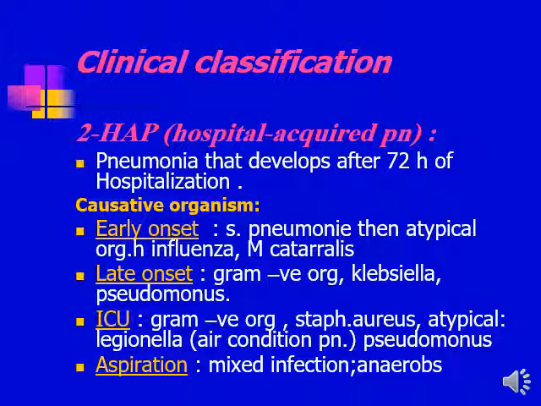If I am admitted in the ICU and I get pneumonia, most likely I get a gram-negative organism or Staph aureus or atypical Legionella or Pseudomonas. These are the most common organisms that usually present in the ICU. So if I am admitted to the ICU and I get infection, it's most likely from these organisms.